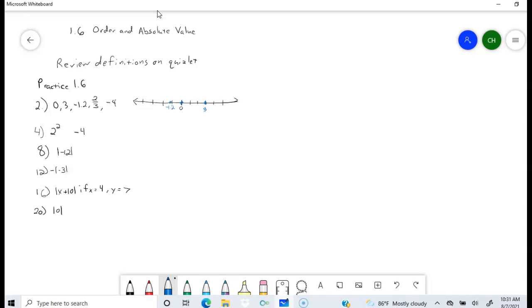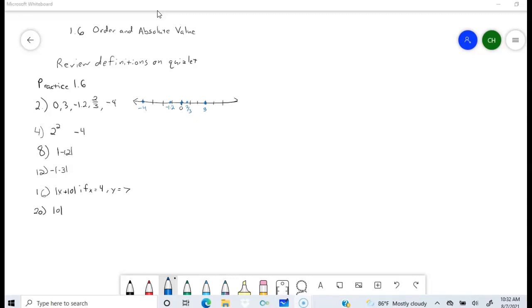2/3, not quite 1. It'll be 2/3 in between. 2/3, and then negative 4: negative 1, negative 2, negative 3, negative 4. Biggest thing on these is just don't get in a rush. Just look at it, put them right where they belong.